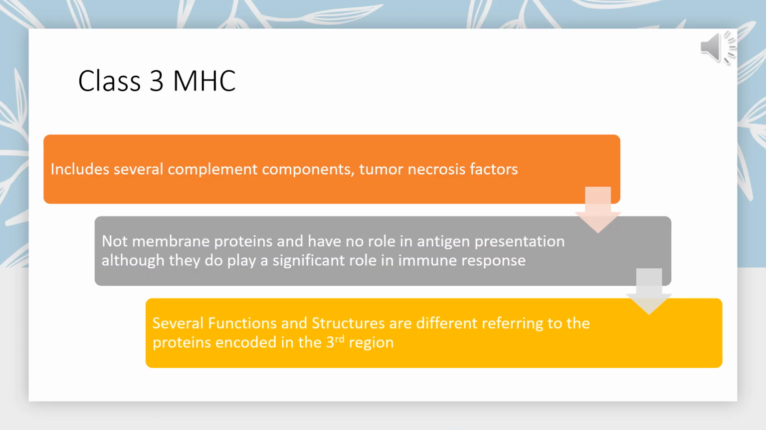And last but not least, we have the class 3 MHC proteins. This is the third and final class. It includes several complement components, tumor necrosis factors. It's not a membrane protein and have no role in antigen presentation, although they do play a significant role in immune response. Also, there is several functions and structures that are different, referring to the proteins that are encoded in the third region of MHC.